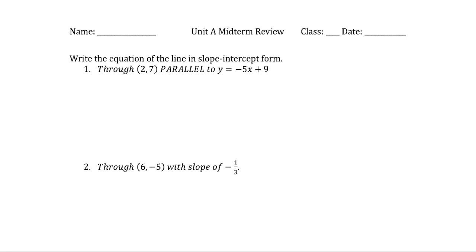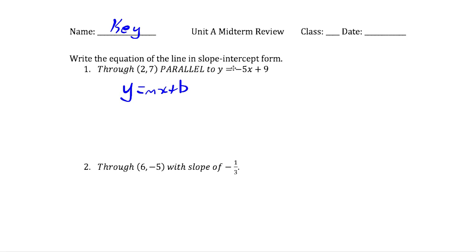Okay, so we are starting our midterm exam review, and this is Unit A. This looks very similar to the questions that were on your Unit A test. So let's just go through these. Here, write the equation for a line in slope-intercept form. Slope-intercept form, of course, is y equals mx plus b.